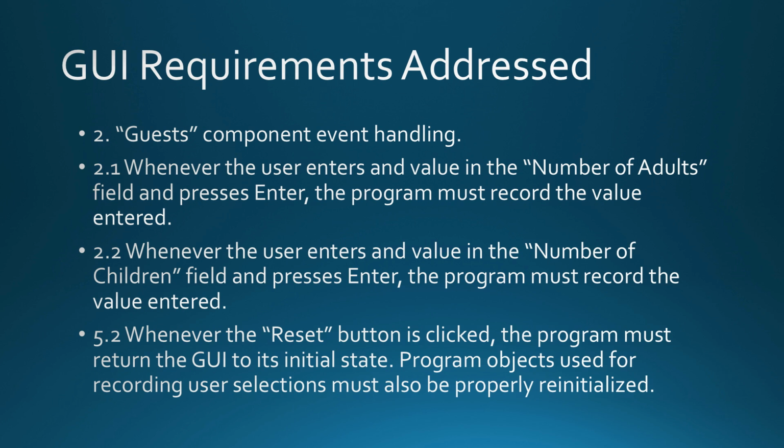Similarly, whenever a user enters a value in the number of children field and presses enter, the program records that value. These values, of course, will be recorded in the reception plan instance. When the reset button is clicked on the actions panel, the program has to return the GUI to its initial state. Well, the initial state in this case is those text fields will have zeros in them, and the underlying program object, which is a reception plan, has to also reinitialize the associated data members that are keeping track of the number of adults and number of children to 0.